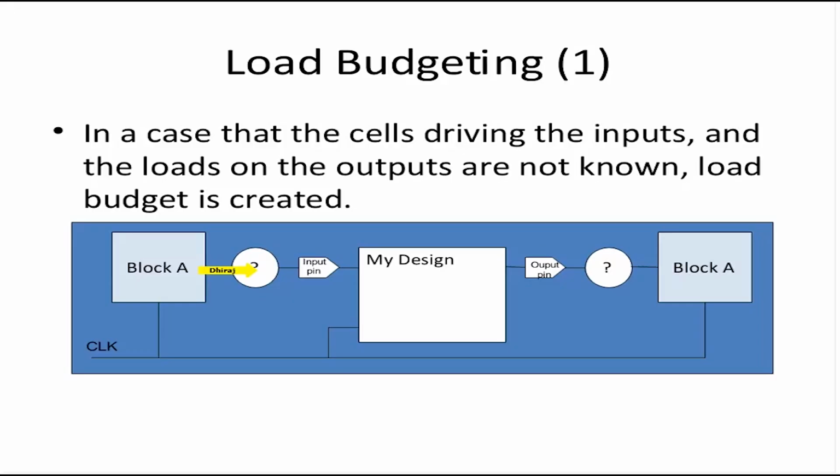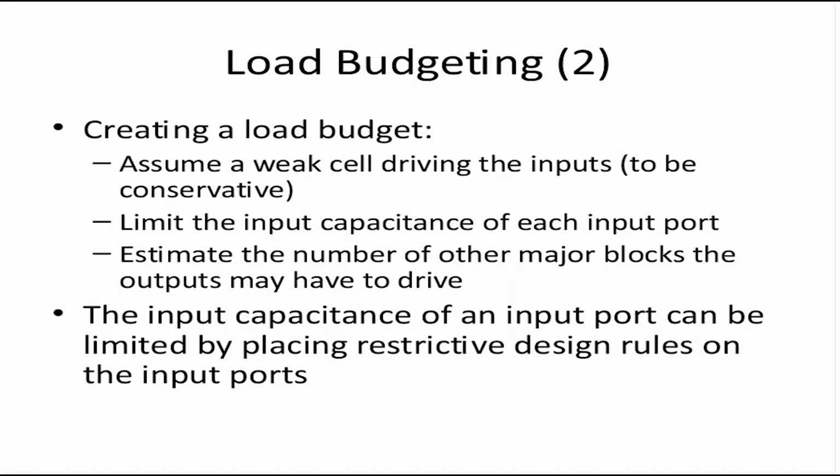Now, what transition number would you apply? Remember the lookup table we saw in the library page? There, a buffer, for example an X1 buffer, has a maximum level of transition. You could apply that maximum transition at the input. So that will be the worst case transition for this input. So assume a weak cell driving the inputs to be conservative, or set a high value, the maximum value of the input transition from the lookup table of a library.